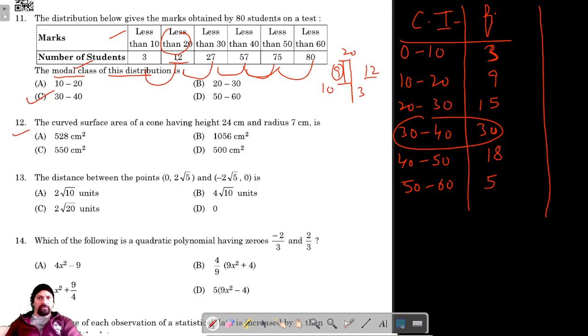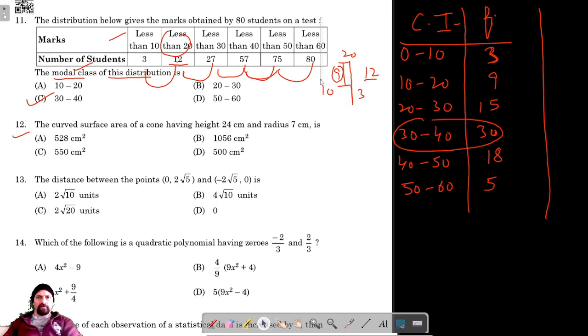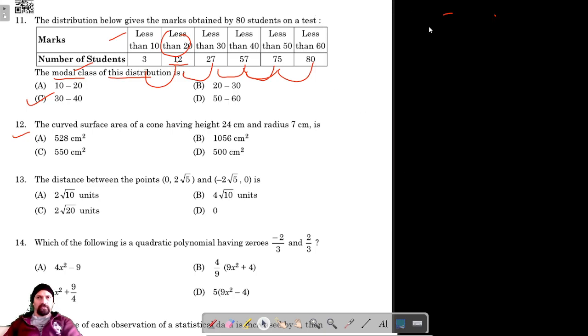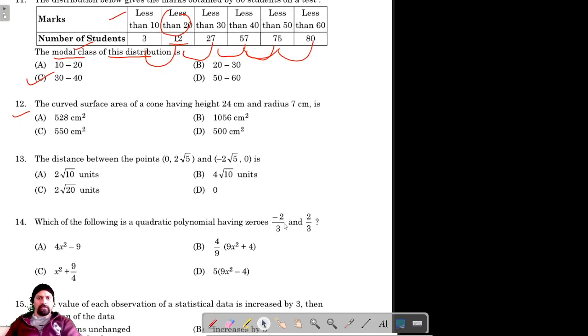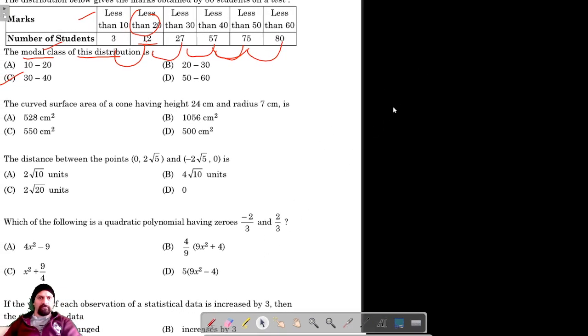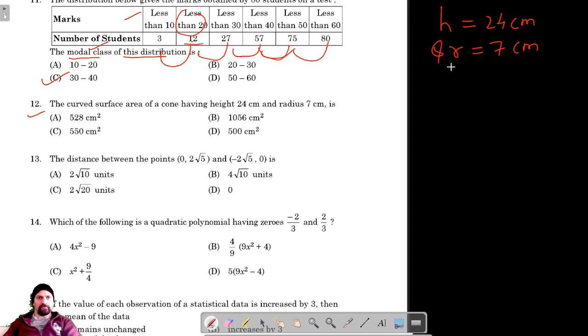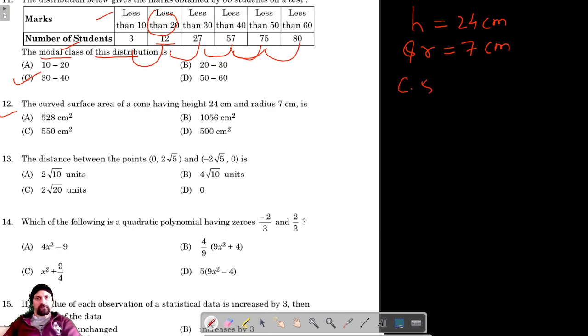Let's move on to question number 12. It's given that the curved surface area of a cone has to be evaluated. The height of the cone is 24 centimeters and the radius is 7 centimeters. The curved surface area of the cone is given by pi r L. Pi is 22 by 7. We take 22 by 7 because the radius is 7, so this gets cancelled with 7.